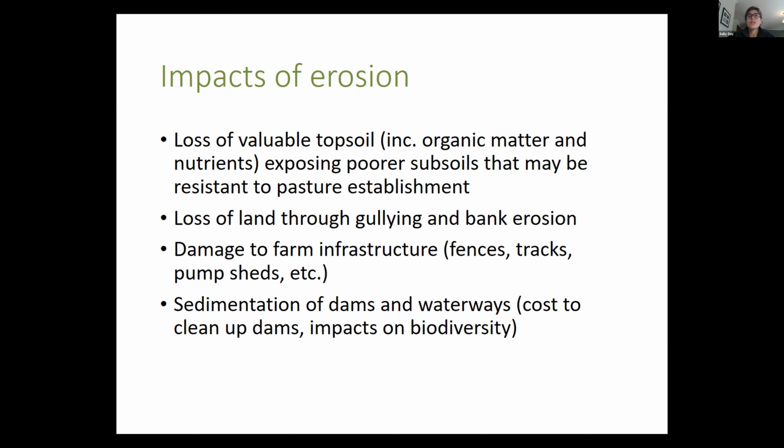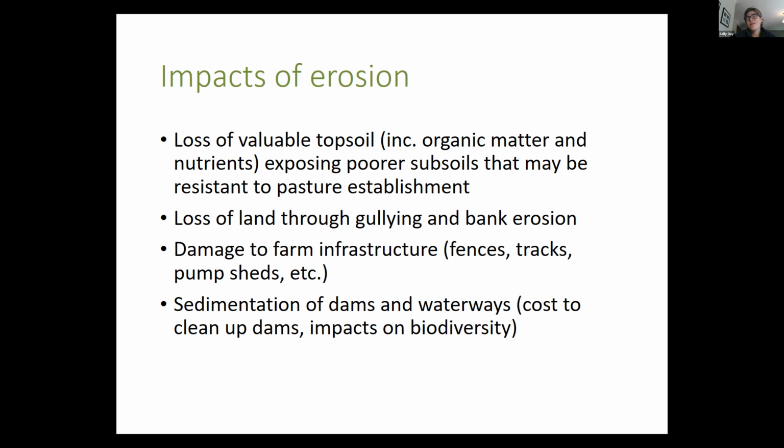Obviously, when you start to get large-scale gullies and bank erosion happening on your property, you risk losing areas of land as rivers move and as gullies get bigger. So that's a direct loss of productive land, which is obviously really critical. From an infrastructure point of view, often we cite things like pump sheds on outside bends of rivers, and sometimes we'll have tracks quite close to gullies. We might have fence lines that are built too close to gullies or rivers. So, direct damage to farm infrastructure can cost you money in terms of replacing infrastructure, and it is a real risk on a lot of properties.